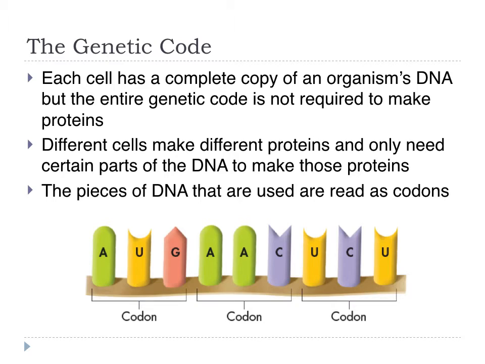So since each cell has a complete copy of the DNA, the entire genetic code is not required to make certain proteins. So different cells make the different proteins and only need sections of the DNA in order to make the proteins that they need. The pieces of the DNA that are used are called codons. And you can see in that picture at the bottom, we have those sections of 3 bases at a time. Those are called the codons.